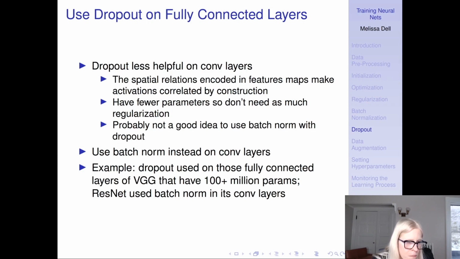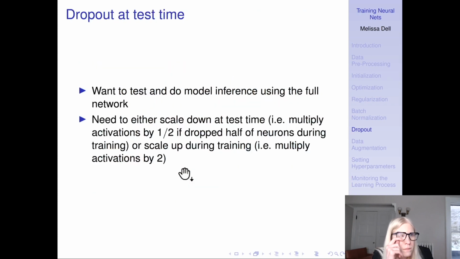So, for example, we see in VGG, where they had those fully connected layers with over 100 million parameters, that they use dropout. Whereas subsequently, when they got rid of the fully connected layers, you see ResNet using batch norm. All right. If you want to do model inference using the full network and you've trained using dropout, you'll need to either scale down at test time or scale up during training.